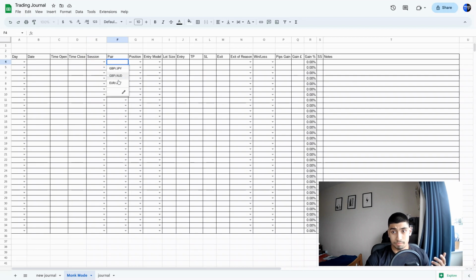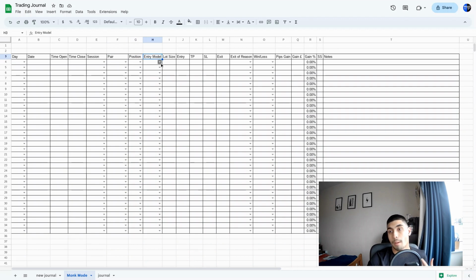Pair. These are the three pairs I trade. Well, I could add all the others, but if I do, there's no point because it's outside my trading plan and it's breaking my trading plan really if I trade any other pair than those three. Then we got position, we got long and short, basic stuff.